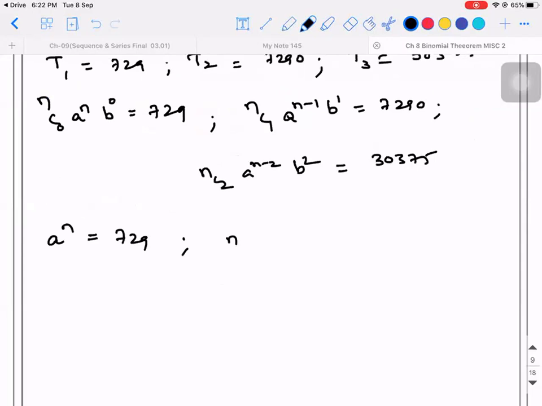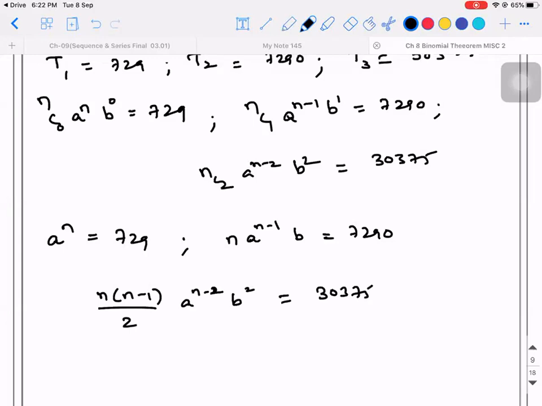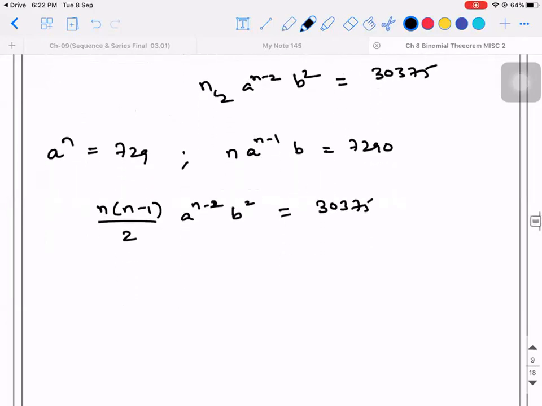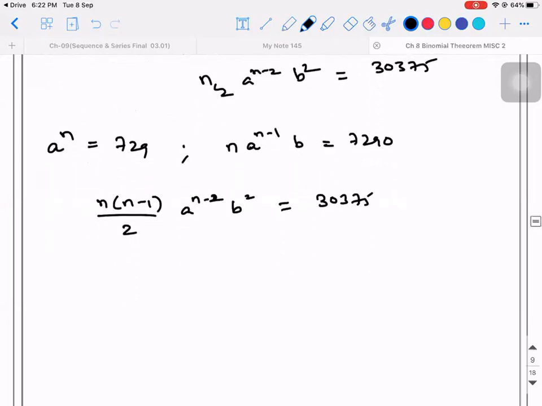Similarly, what is NC1? NC1 is N. N into A power N minus 1 into B is 7290. NC2 is N into N minus 1 divided by 2 into A power N minus 2 into B square is equal to 30375. So you can divide the combinations and then try to solve. If you do the division, then you will get certain relations. So based on the relations, you can compare and do it.